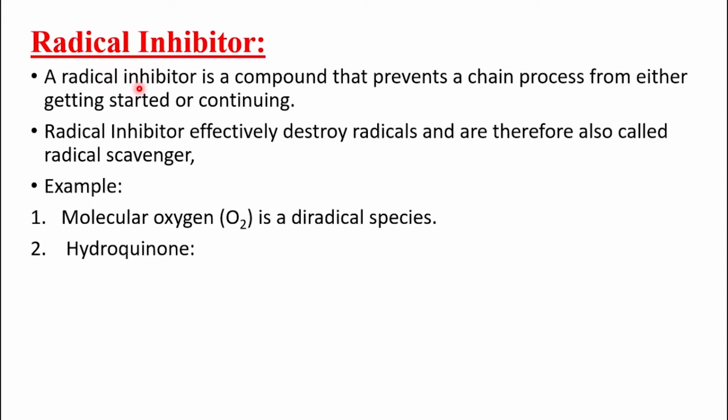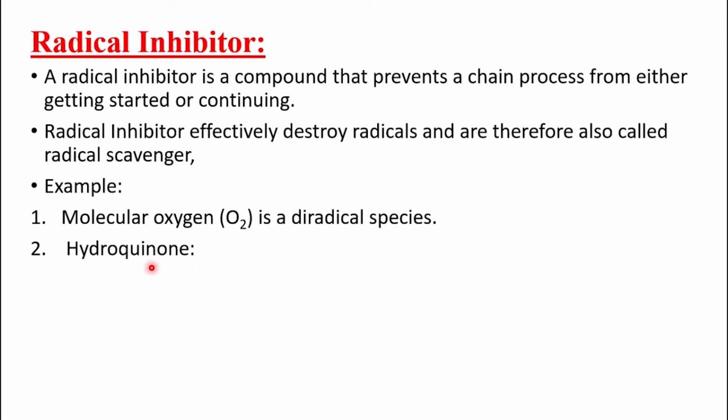Radical inhibitor is just the reverse of the radical initiator. Radical inhibitor, we call it effectively destroys radicals, and its another name is radical scavenger. Its definition is a compound that prevents a chain process from either getting started or continuing. So there are two examples we are discussing. One is molecular oxygen, O2. O2 is a diradical species here, not a neutral species. And second one is hydroquinone.